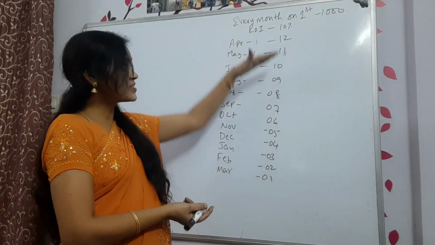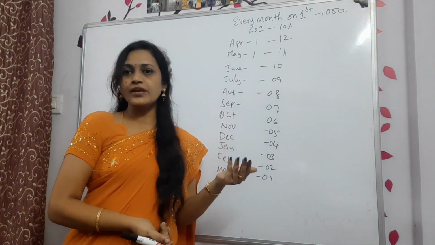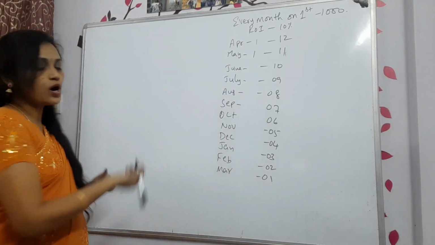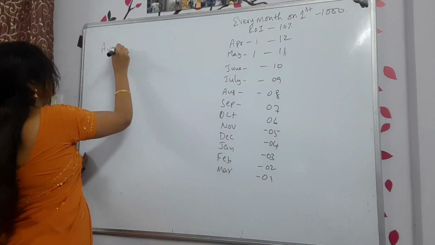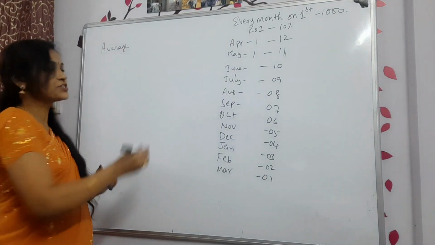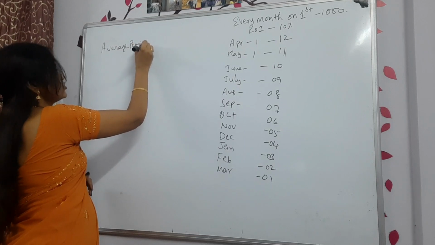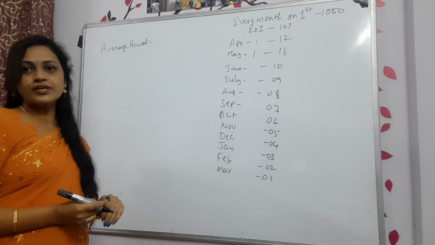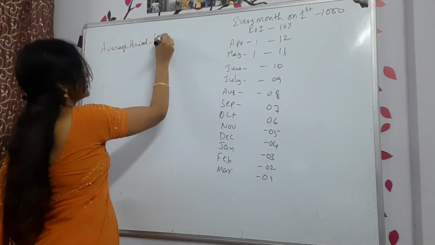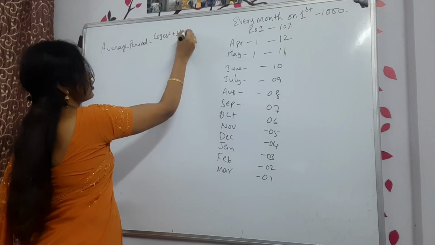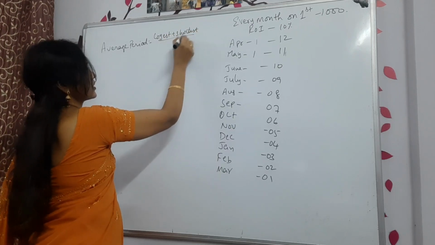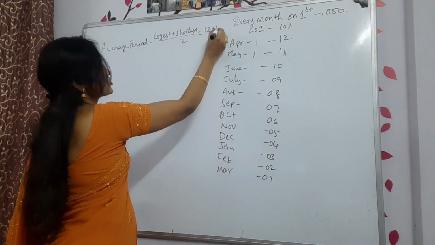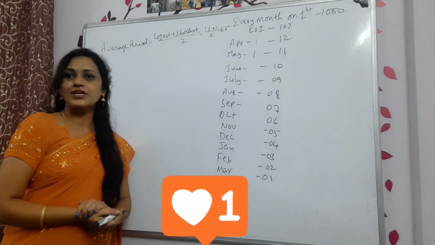So if this is the situation, how do we calculate interest? First, you should find out the average period. How do we find the average period? Average period is equal to longest duration plus shortest duration, divided by 2. How much will you get? 12 plus 1 by 2, that is 6.5.